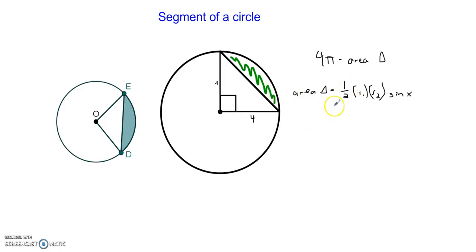So we can say that the area of this triangle is equal to 1/2 times 4 times 4 times the sine of 90 degrees. Now when you do all that work out, it comes out to be 8. So the area of this segment right here is 4 pi minus 8. And you can just leave it like that, and that would be your answer.